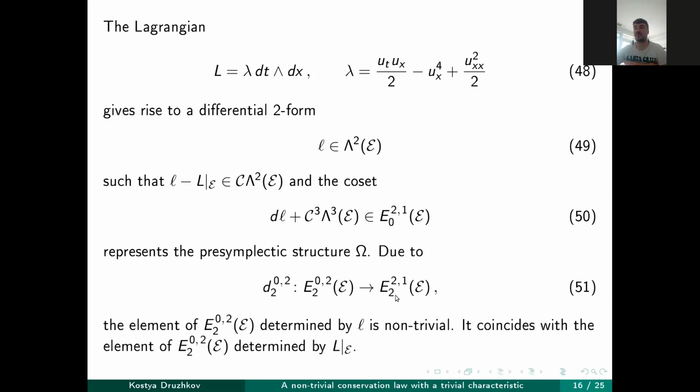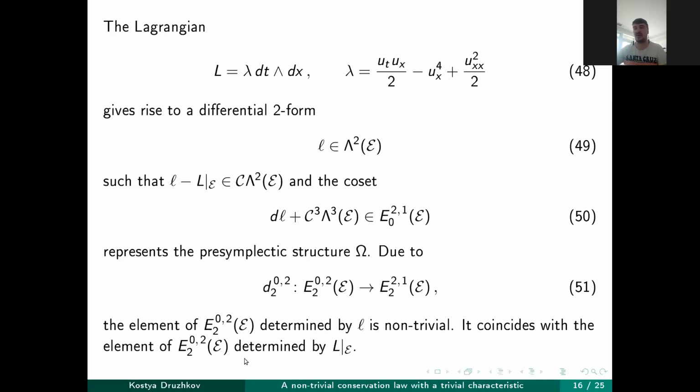And due to this differential, it's easy to see that the element of this group of Lagrangians on epsilon, not internal Lagrangians, but just Lagrangians on epsilon, surviving to the second page, the corresponding element determined by this form L is trivial, because its image under this differential is the presymplectic structure omega. The image is not trivial. It means that the element itself is not trivial. So the element determined by L is not trivial.